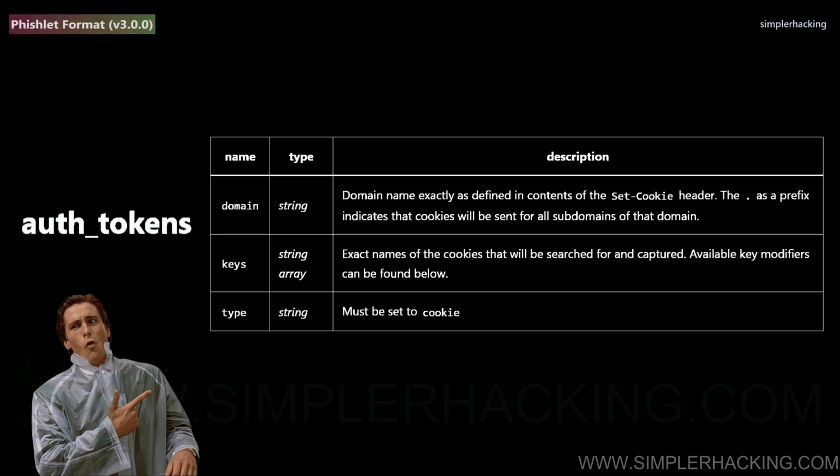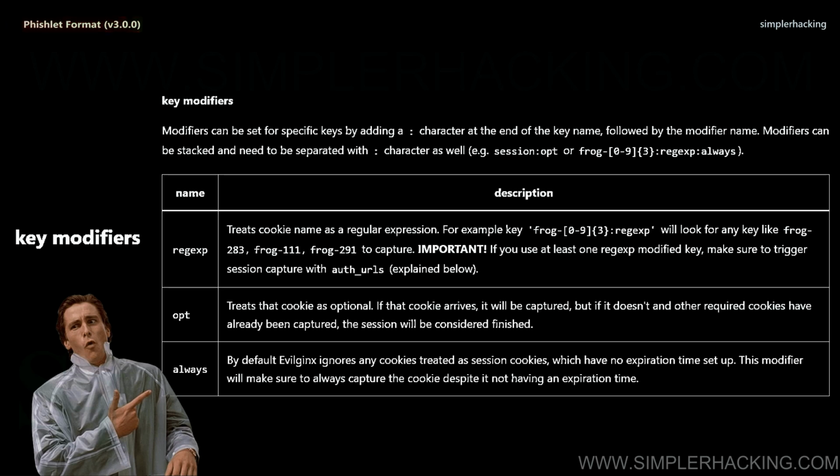Lastly is type, and it must always be set to cookie for auth tokens. This tells the phishlet that it is dealing with cookies, as cookies are the mechanism for storing session tokens on the user's browser. By specifying cookie, you're telling Evilginx to focus on capturing session-related cookies, which will enable you to access the victim's session without needing other information. Properly configuring this part ensures that you can capture the right tokens from the user's session to gain access to the account. Key modifiers provide additional functionality for how cookies are handled during session capture.